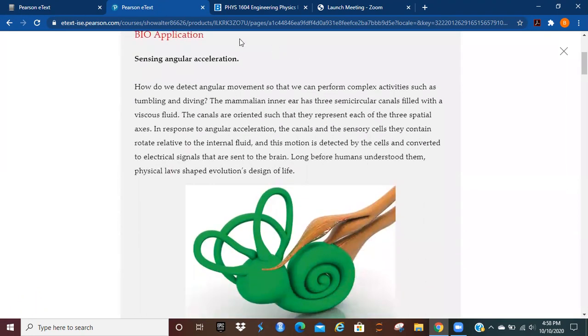This is a particularly interesting bio application of what's going on in your inner ear. You have canals that are oriented along three spatial axes, and in response to angular acceleration, the canals and the sensory cells they contain rotate relative to the internal fluid, and that motion is detected by the cells and converted to electrical signals that are sent to the brain.